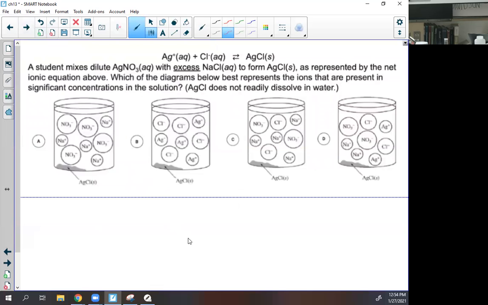All right. Now, a student mixes dilute AgNO3 with excess NaCl to form AgCl solid, as represented by the net ionic equation above. Which of the diagrams below best represents... These are extremely common. They're on every test I think I've ever seen. Which diagram best represents the ions that are present in significant concentrations in the solution? AgCl does not readily dissolve in water. Have the discussion. Ready, go.